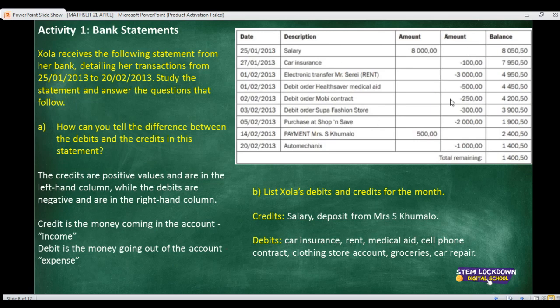So we need to study the statement. You see the various transactions. The first column is the date. The second column is the descriptions of those transactions. And then we have two columns for amount. One would indicate the debit and the other one would indicate the credit transactions. Then the very last column is the balance.